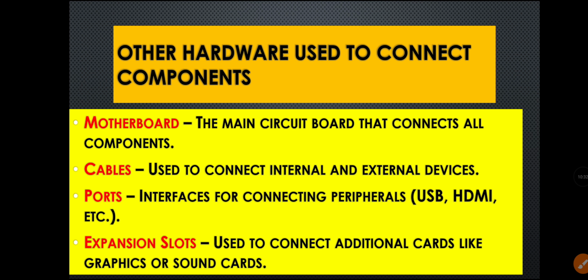Next one is ports. What is the meaning of ports? Ports are interfaces for connecting peripherals. Peripherals are nothing but external devices, for example, USB, HDMI, etc. So ports help to connect peripherals, that is, external devices such as USB and HDMI. The last hardware is expansion slots. Expansion slots are used to connect additional cards like graphics or sound cards.